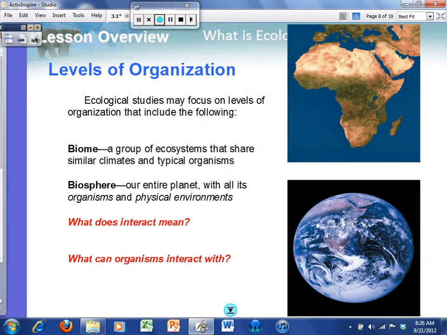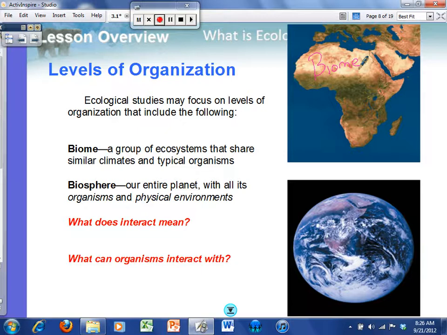Building up above ecosystem. So ecosystem is one area. Then you've got a biome, which is ecosystems in the same climate. All right, so if you look up here, this is kind of a biome. Then we've got the continent of Africa, where you've got a whole bunch of different ecosystems. You can pluck out one place, one ecosystem, but then connect it to the other ones in the same area.